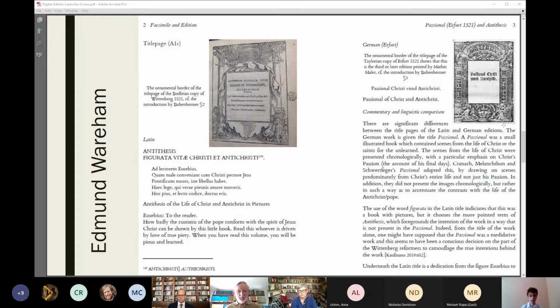On the title page of the Antithesis, for example, which you see before you now, a poem explains that you should read this volume if you want to be learned and pious. The choice of the word "read" was surely significant.